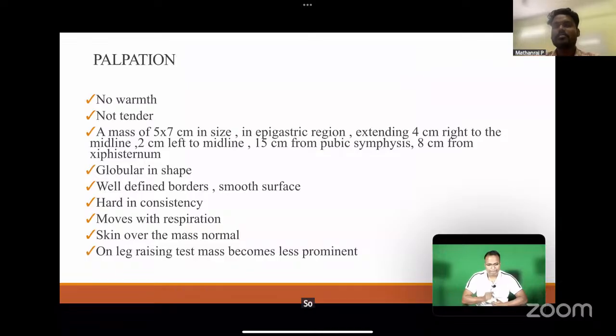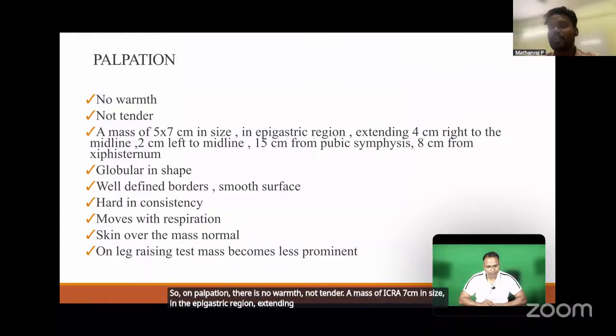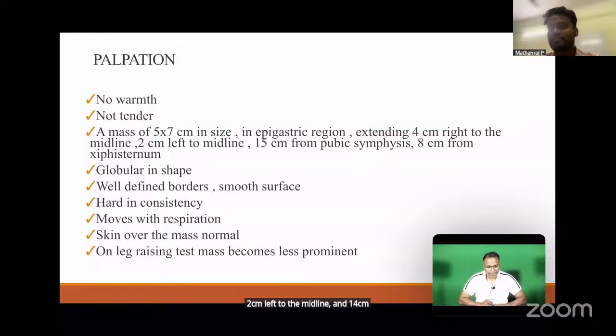Yes, sir. On palpation, there is no warmth, not tender. A mass of 5x7 cm in size in the epigastric region, extending 4 cm right to the midline, 2 cm left to the midline, 15 cm from the pubic symphysis, and 8 cm from the xiphisternum was observed, which is globular in shape with well-defined borders and smooth surface, hard in consistency, and moves with respiration.